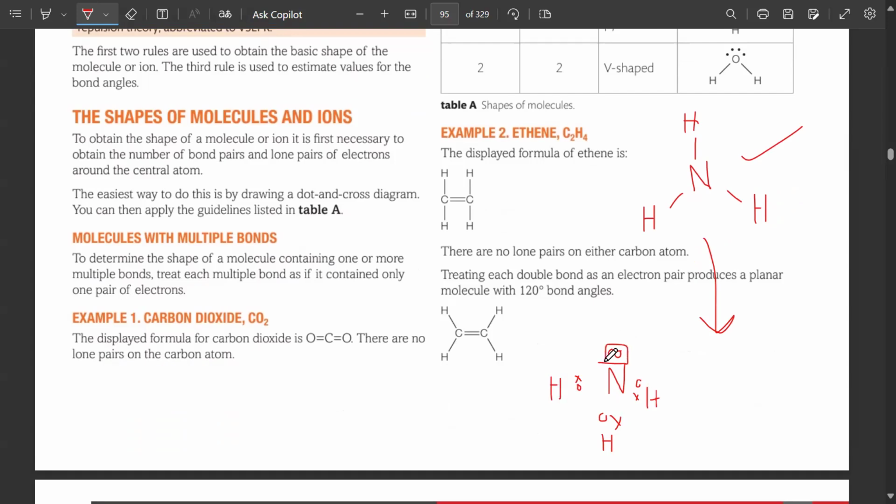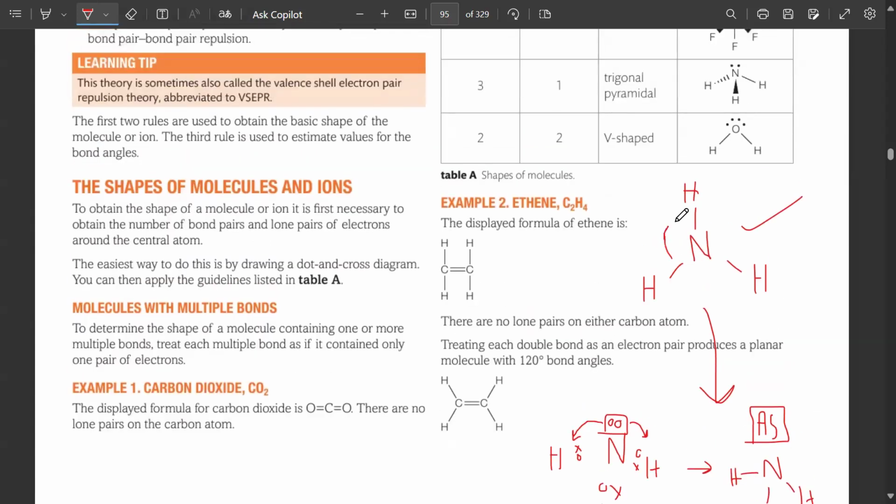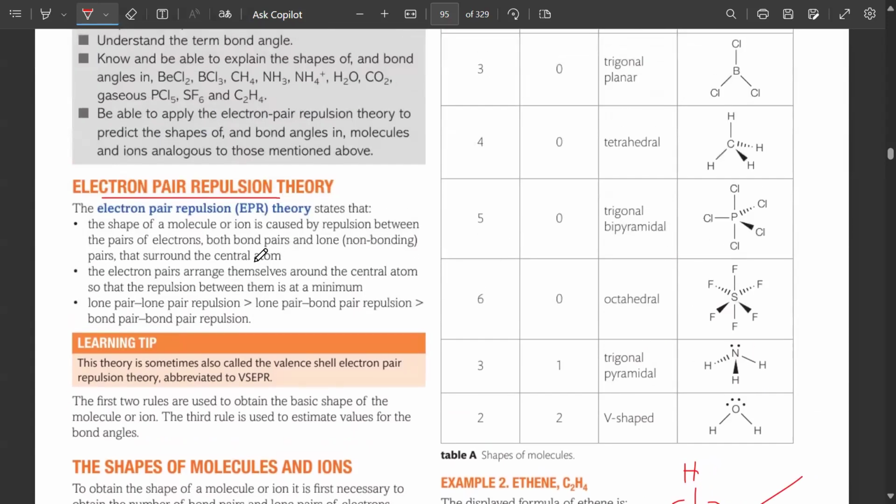Now you need to show that the lone pair, which is not shared, is actually repelling the bond pairs as well. So the actual shape that comes out of nitrogen is something like this. This is the shape that actually comes of nitrogen. And this is what we're going to study in your AS: how are the molecules in their actual shape? What are the actual shapes? What are the actual angles? It's not always that all of these are going to be equal. There's always a change in shape, a change in angle. That is all based on the electron pair repulsion theory.